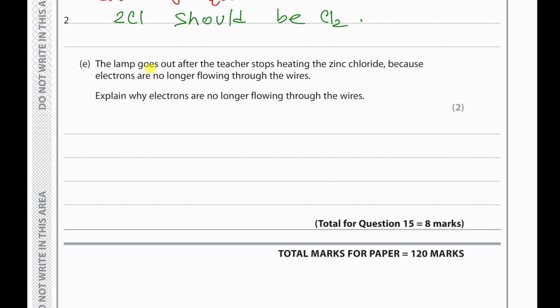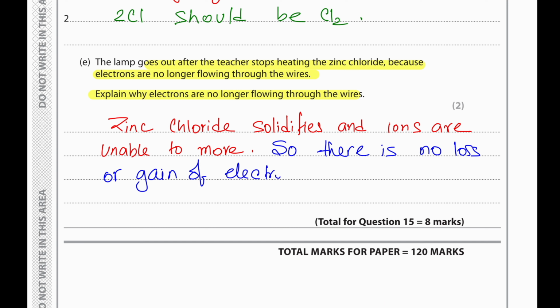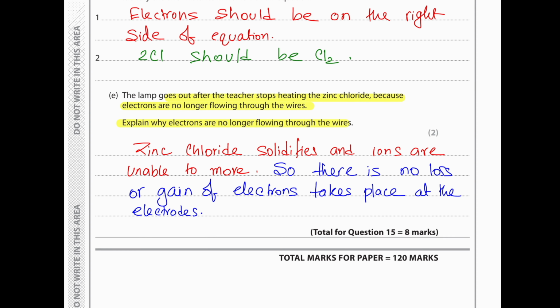The lamp goes out after the teacher stops heating the zinc chloride because the electrons are no longer flowing through the wires. Explain why electrons are no longer flowing through the wires. The molten zinc chloride had free ions which were conducting electricity. Once the zinc chloride solidifies, the ions are unable to move and there is no gain of electrons or loss of electrons at the electrode anymore.